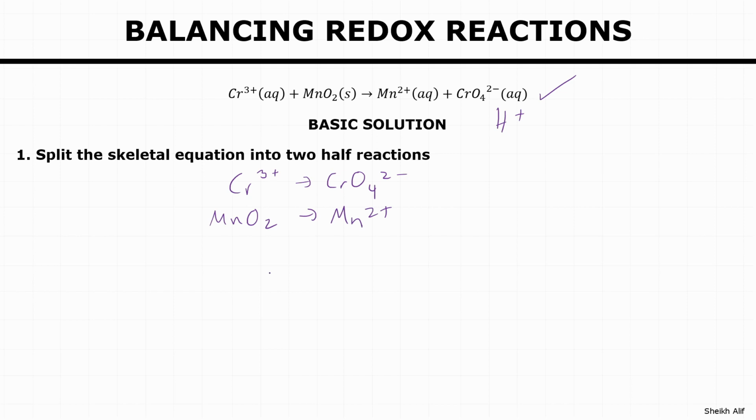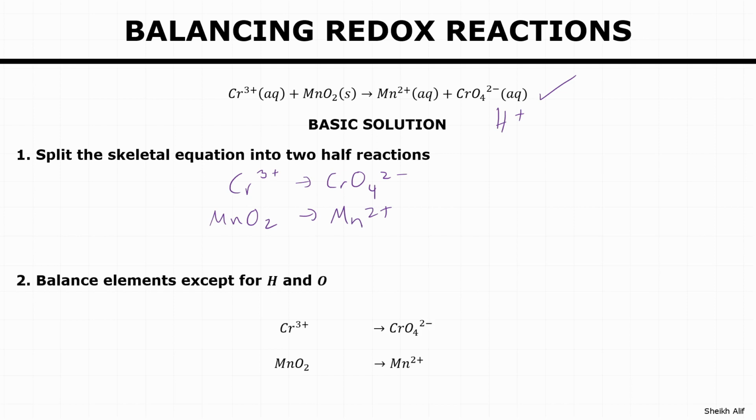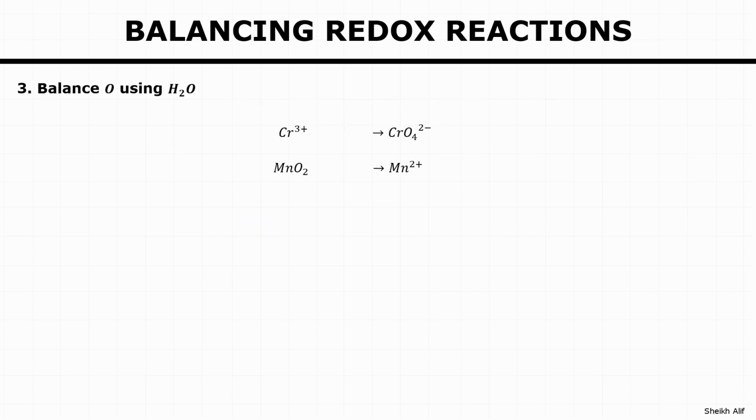Your second step is to balance the elements except for hydrogen and oxygen. But luckily for you, the chromiums here are balanced, the manganese here are balanced, so we don't have to do anything. Step 3, balance oxygen using water. In the first half reaction you have 4 oxygens on the right-hand side but none on the left, so let's add 4 waters to balance out the oxygens. And on the bottom one you have 2 oxygens on the left but none on the right, so let's add 2 waters. And that's your oxygen balanced.